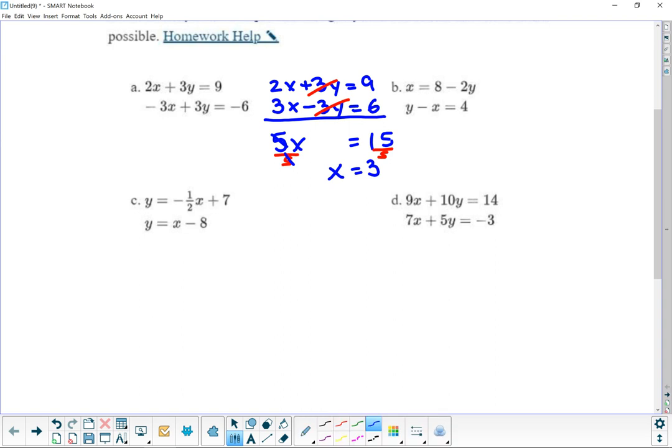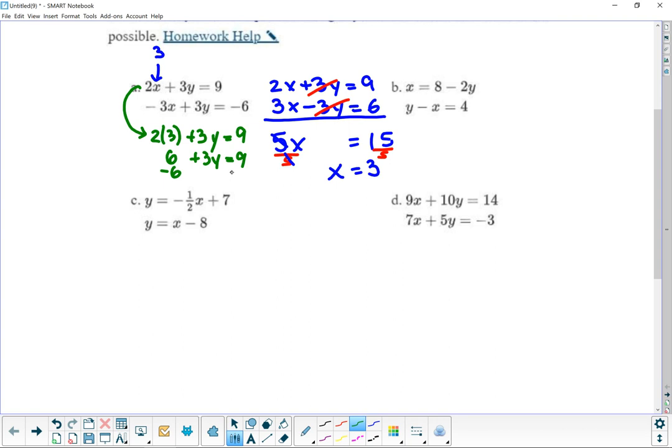So you're going to put the 3 in place of the x. Top or bottom, doesn't matter. I'm going to go ahead and put it up there. So x equals 3. I'm going to write that equation down in green just so we don't get mixed up. So it's going to be 2 times 3 plus 3y equals 9. 2 times 3 is 6 plus 3y equals 9.